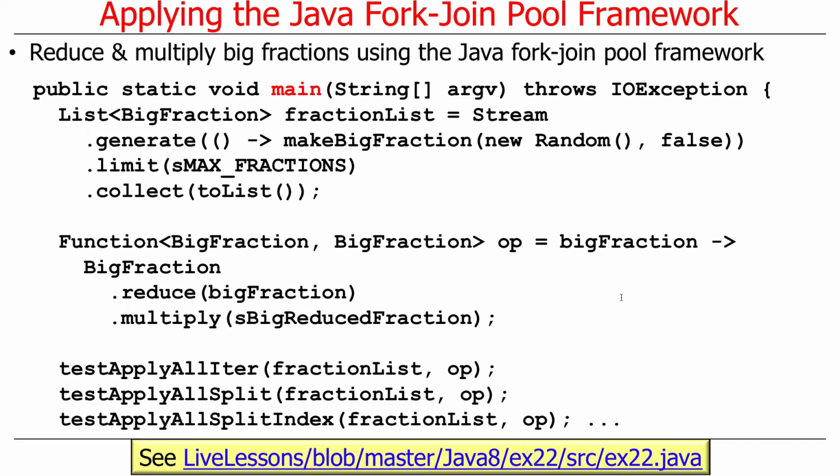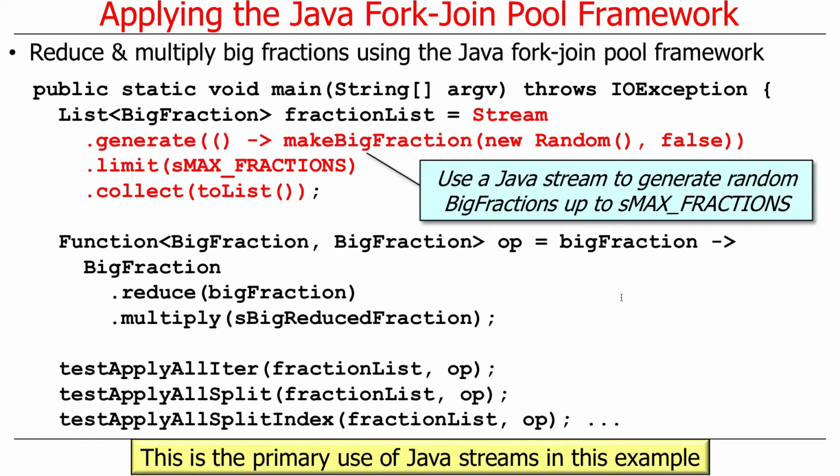Here's what the main driver program looks like. It's got a main function. This piece of code here is going to generate up to S max fractions. That's just an integer. It's going to generate this many calls to this lambda expression. So make big fraction is a factory method, and that factory method is going to generate a random big fraction. And it's not reduced, so it hasn't been reduced yet.